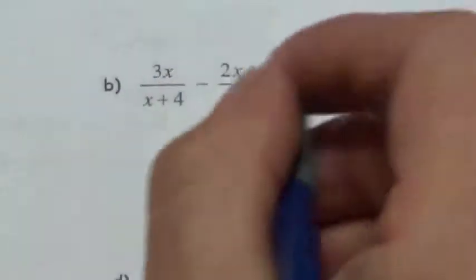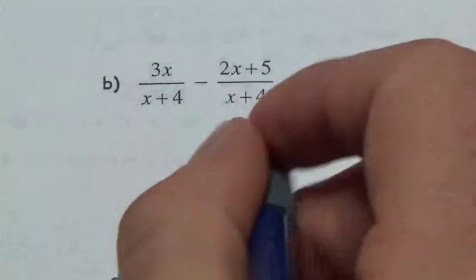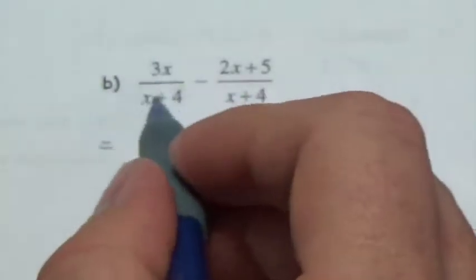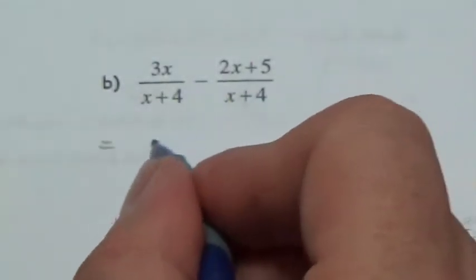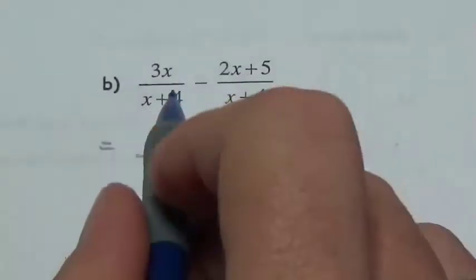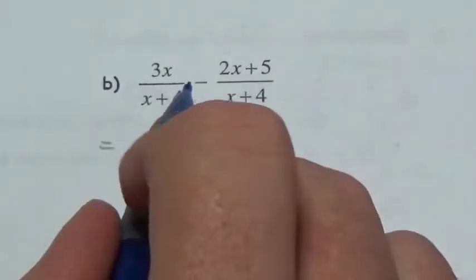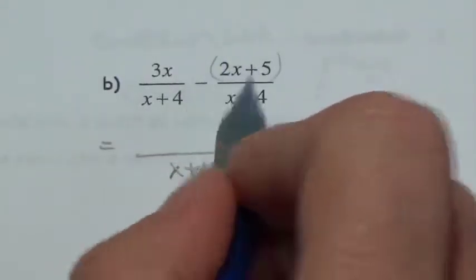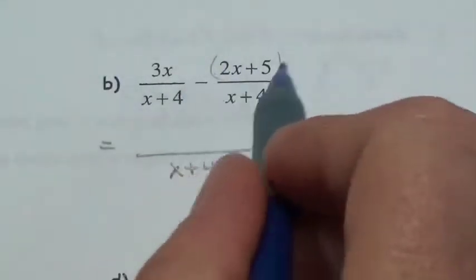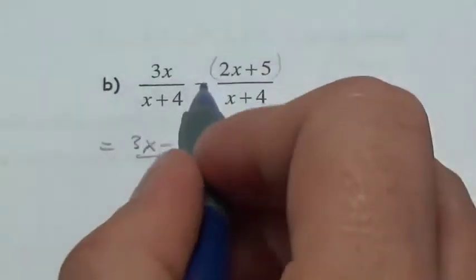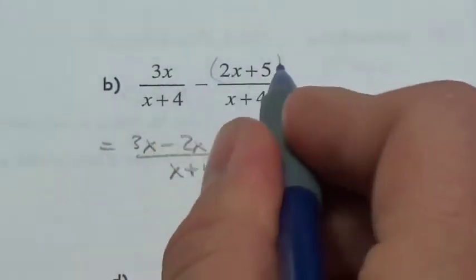All right, here, okay, beautiful. The denominators are already the same. We're already adding the exact same thing. I'm adding x plus fourths. So I can put these all over the same denominator immediately. All I got to remember here is that subtraction is going to distribute to this whole numerator. I am subtracting this whole thing. So this will be 3x minus 2x minus 5.